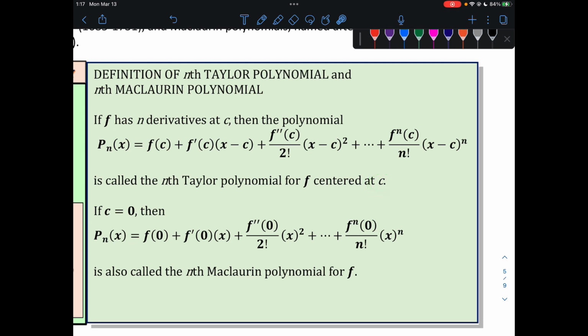A special case of this, so remember back when we did mean value theorem and Rolle's theorem, we had the mean value theorem, and a special case of mean value theorem was Rolle's theorem. Same thing here. A special case of Taylor polynomials is called the Maclaurin polynomial. If c is equal to 0, then we can simplify that down to just that, which is pretty obvious just by putting 0 in everywhere you see a c. But that's just called the Maclaurin polynomial.